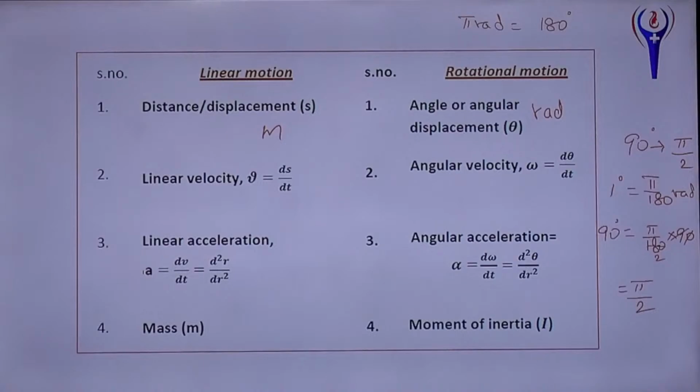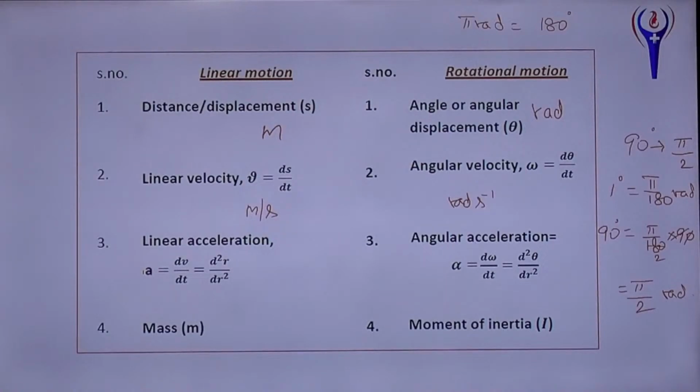Pi by 2 radian. Okay. Now, linear velocity v equal to ds by dt. What is that? Rate of change of displacement. What is the unit of velocity? Velocity, meter per second. Angular velocity, radian per second.